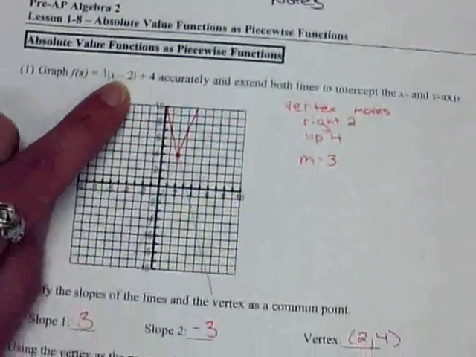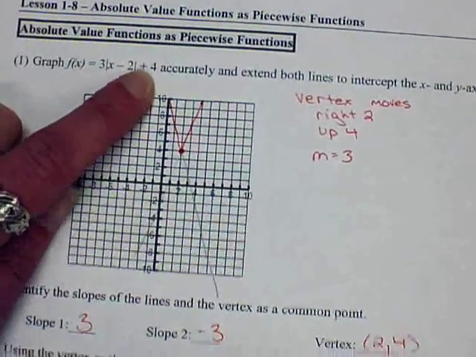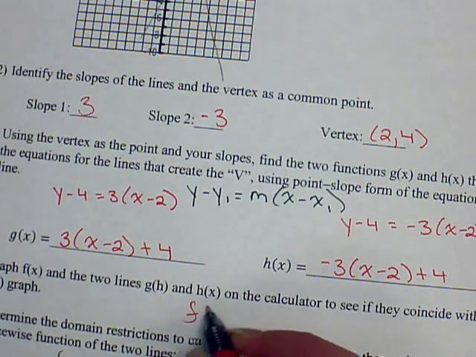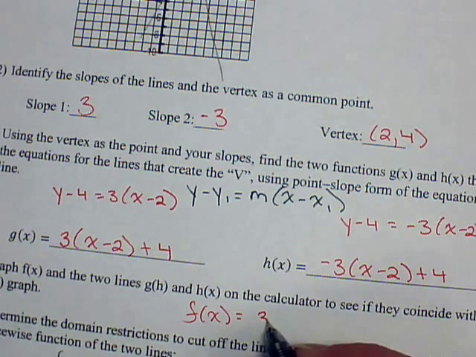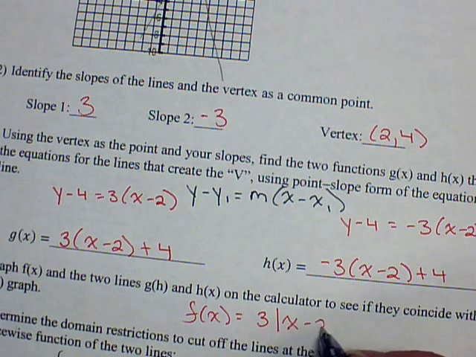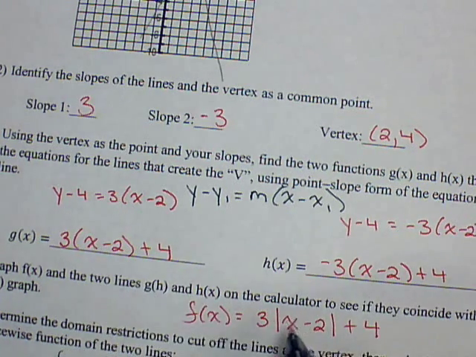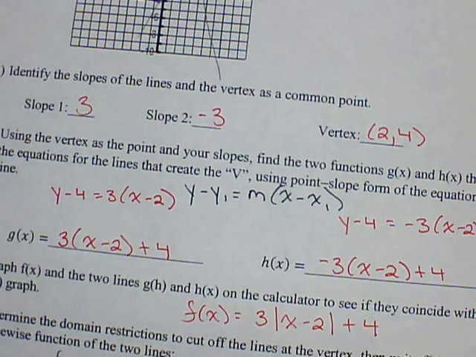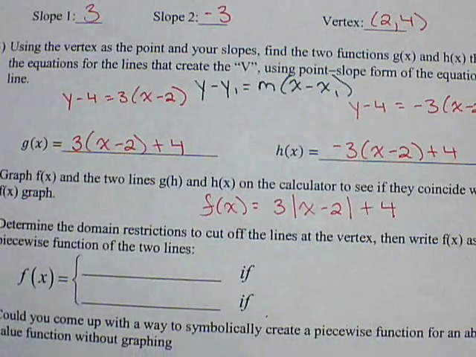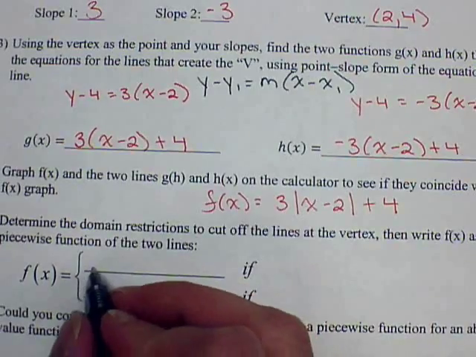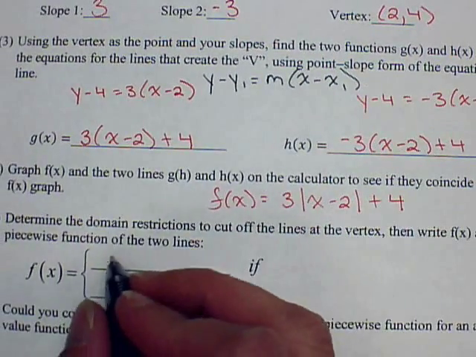3 times the absolute value of x minus 2 plus 4. So the original function, f of x, was 3 times the absolute value of x minus 2 plus 4. It's like taking the positive and negative versions of the absolute value. Oh my goodness, just like when we were solving them. That's crazy. Okay, so let's see if we can rewrite it more as a piecewise function.